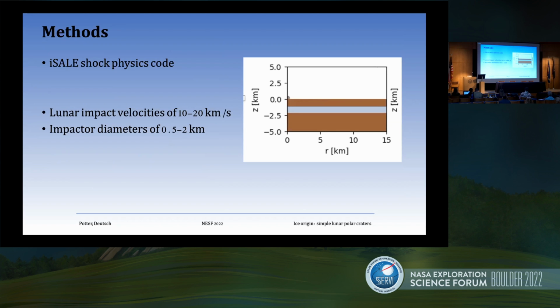We used a typical impact velocity range of 10 to 20 kilometers a second, which is suitable for the time of the crater bombardment on the moon. And as we were interested in forming simple craters up to about 15 to 20 kilometers in diameter, we limited the size of our impactors to diameters of between 0.5 and 2 kilometers.